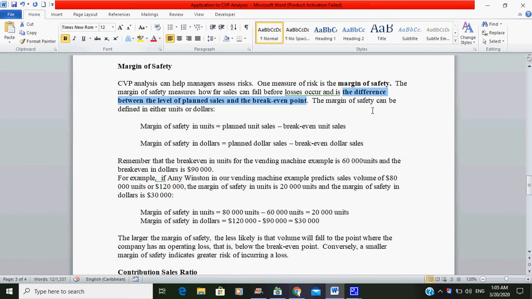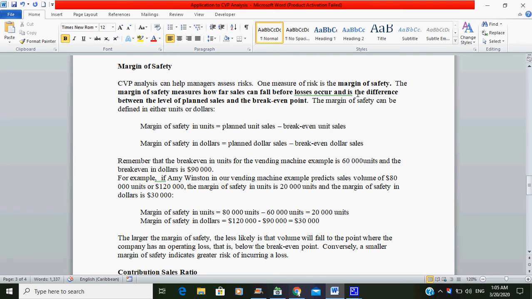Notice I make it bold. So margin of safety is what? The difference between planned sales and break even point; it is really a measure of risk. The margin of safety measures how far sales can fall before losses occur and is the difference between the level of planned sales and the what? Break even point, meaning the minus.